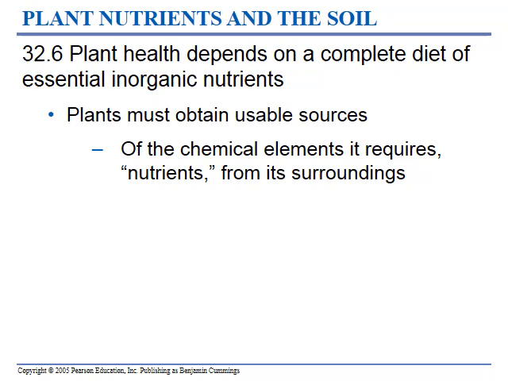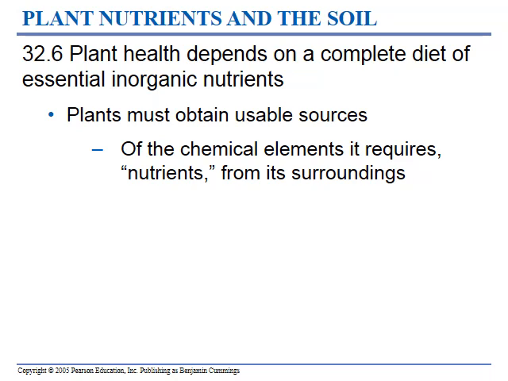Plant health depends on the complete diet of essential inorganic nutrients. Plants must obtain usable sources of the chemical element it requires, and we call those nutrients, from the surroundings. So the ones it requires is a nutrient. If it doesn't require it, it doesn't need it.